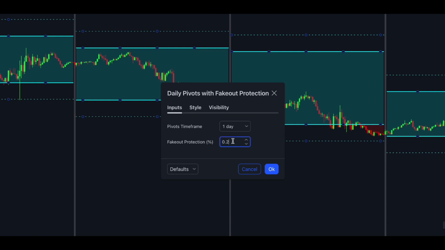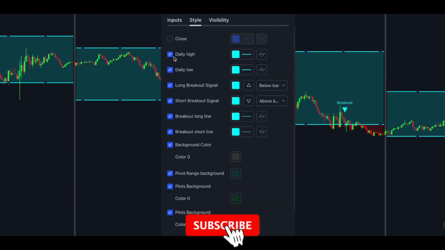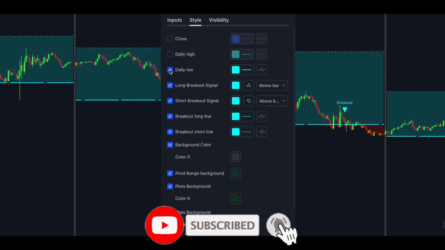Since we'll use multiple confirmations before opening a trade, we don't really need fake-out protection. So I suggest setting this number to 0. In the Indicators Style section, I recommend hiding the plots and the background to make the chart neater.